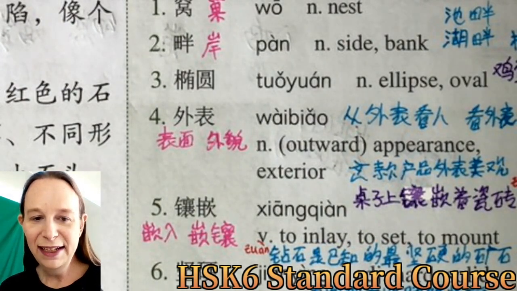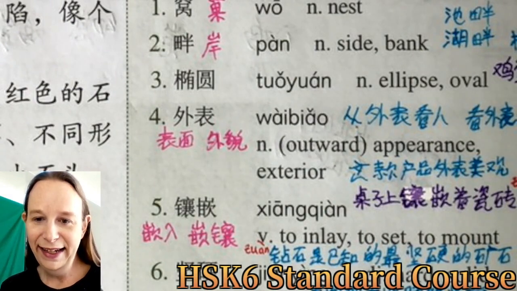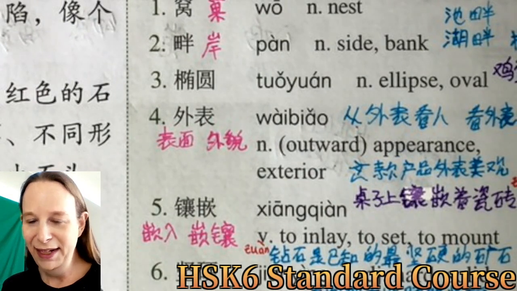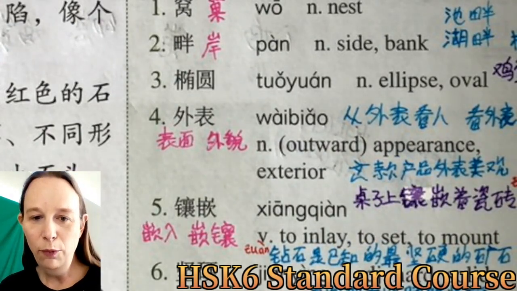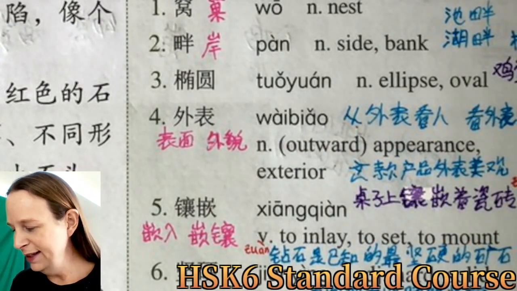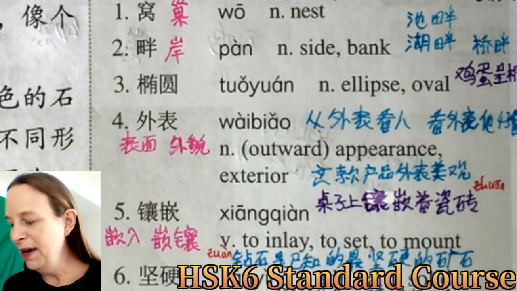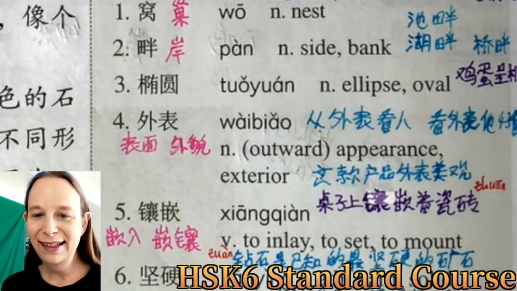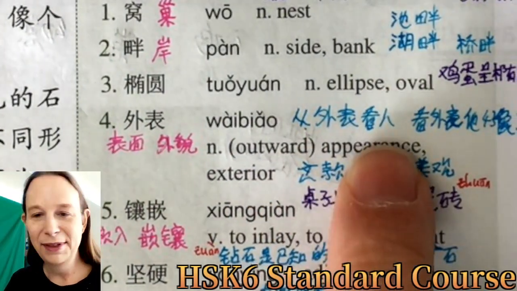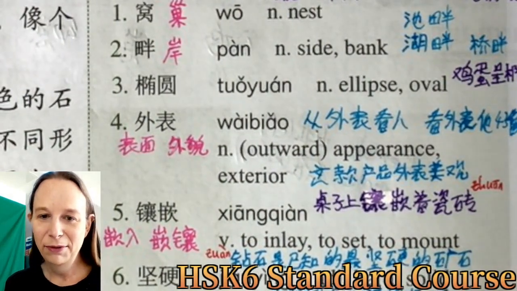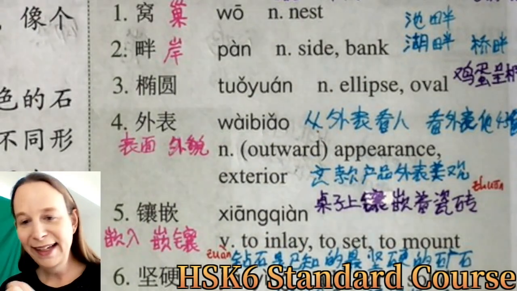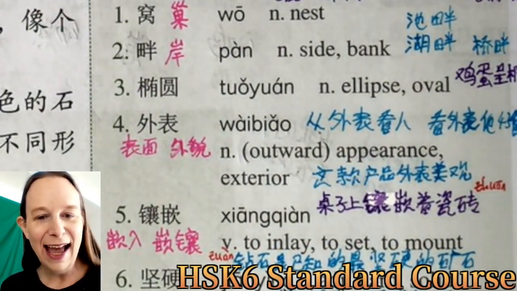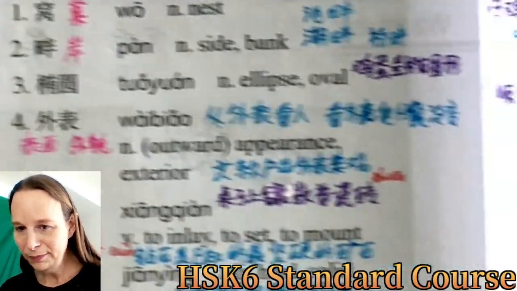Okay, next is wai biao. Wai meaning external and biao meaning surface. Outward appearance, exterior. Wai biao. This isn't too bad. Cong wai biao kan. Yeah, so if this sentence was completed, they'd probably criticize people. This means to judge people by their appearance. Yeah. This kan ren is like kan dai, or look upon people.